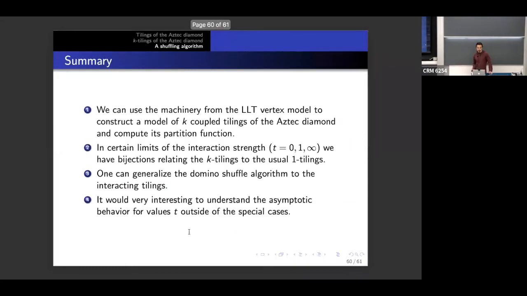Yep. And okay, so the summary: we can construct these K-tilings and they're related to LLT polynomials and these colored integrable vertex models. In certain limits, we can actually prove some things about the Arctic curves and other symmetries of the model. But for generic K, we don't know much at all. And also we have this nice domino shuffling algorithm for generating tilings that generalizes the one-up problem.